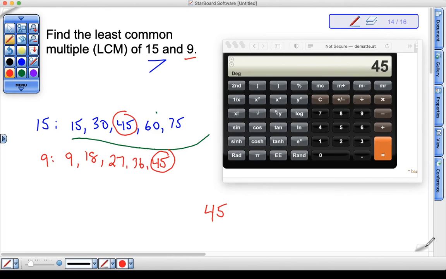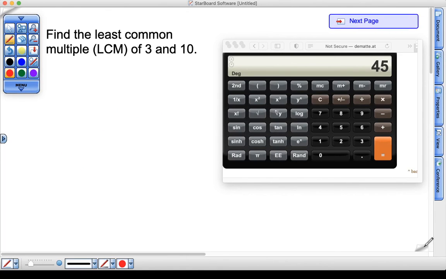So let's go over to this one here. Why don't you try this one on your own and write down what the least common multiple of 3 and 10 is now. All right, let's start going over that.